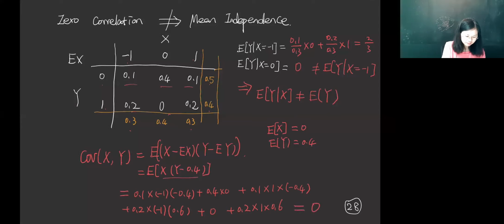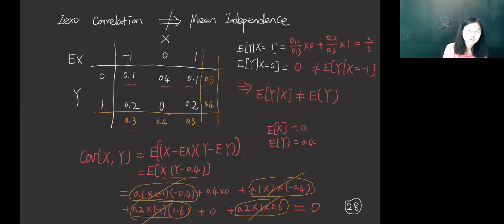Well, that should equal 0. That's because this number cancels out with this number. So these two cancel out. And this number cancels out with this number. So these two also cancel out. And we get 0. Covariance of x and y equals 0. So 0 correlation does not imply mean independence.